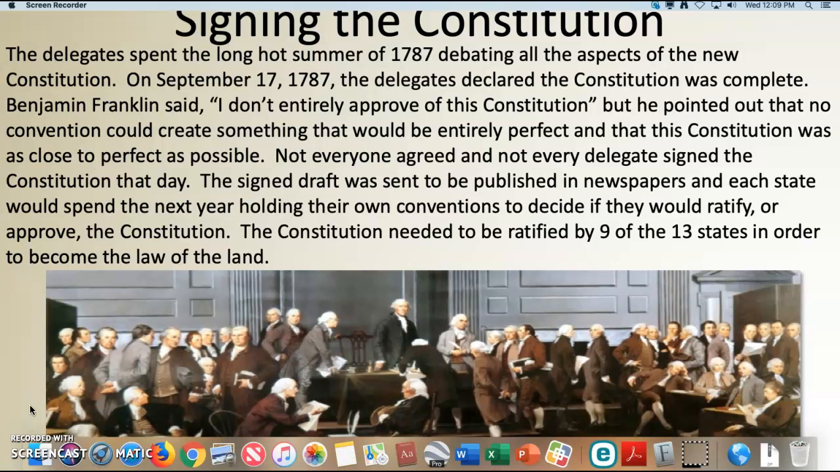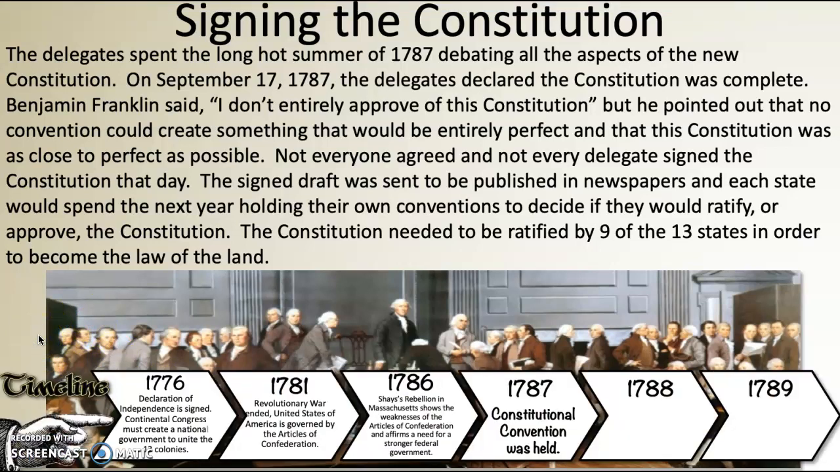Okay, the signed draft of the Constitution was then printed off and sent to every single state. They published it in newspapers. People who could read and write and had access to it would spend the next year reading about it. Each state would have their own conventions, and the state representatives would have meetings to look at this new constitution and decide if their state was going to approve it or ratify it. Okay, the Constitution needed to be ratified by 9 of the 13 states in order to become the law of the land. So we have 1788.